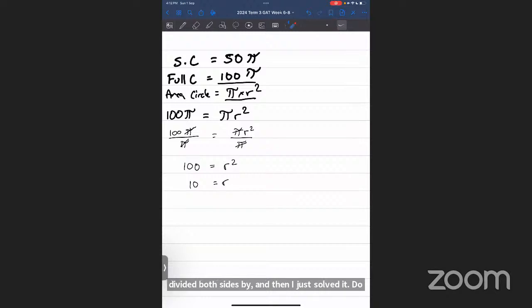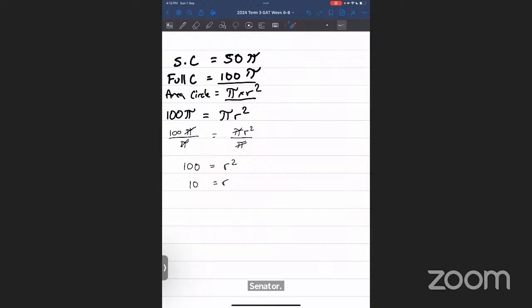Okay. Someone asked me, why do I divide by pi? Mostly just because we're trying to find out what the radius is. So I'm trying to get rid of everything except for the radius. Do you understand, Sernatha? All right.